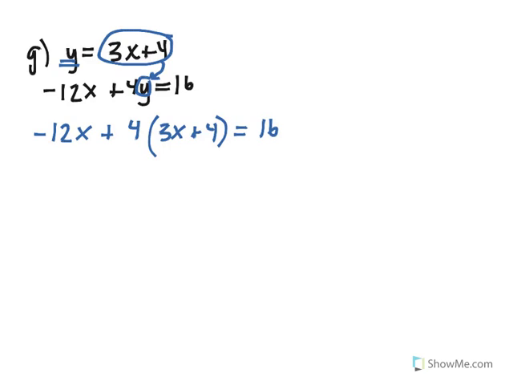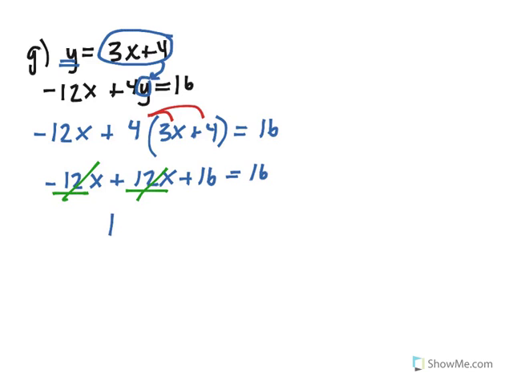And again, now I can just simplify and solve for x. So let's distribute the 4, and I'm going to get negative 12x plus 12x plus 16 equals 16. Oh, this is really interesting. Notice here when I combine like terms, negative 12x plus 12x is actually 0. Those are going to cancel, and I'm going to be left with just 16 equals 16.